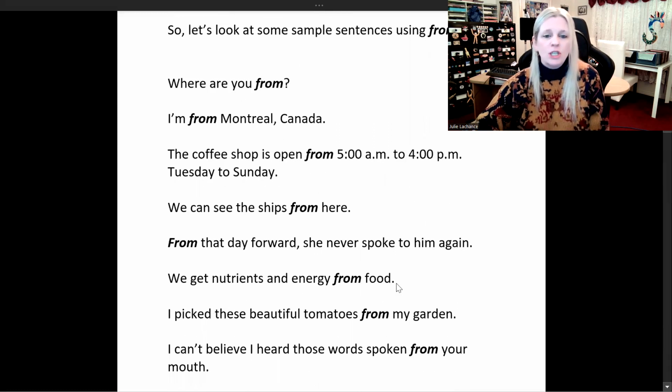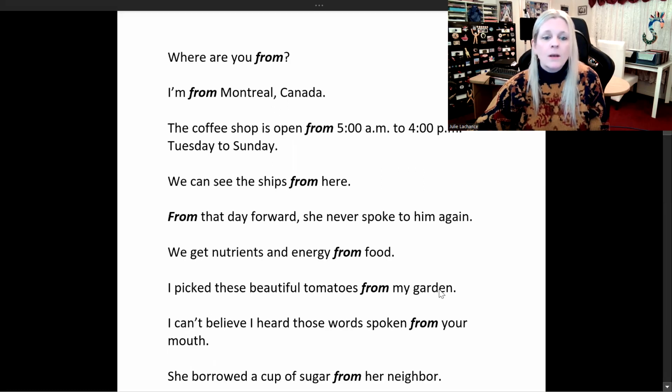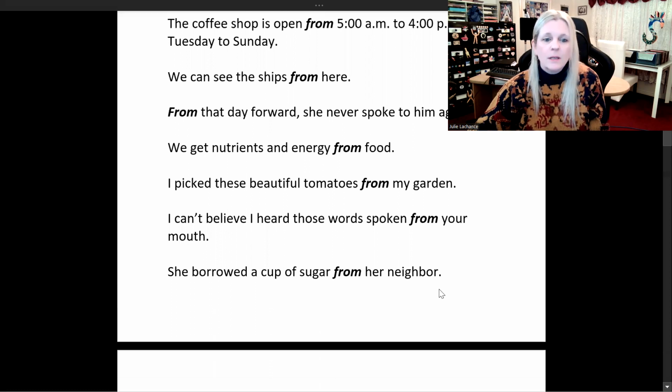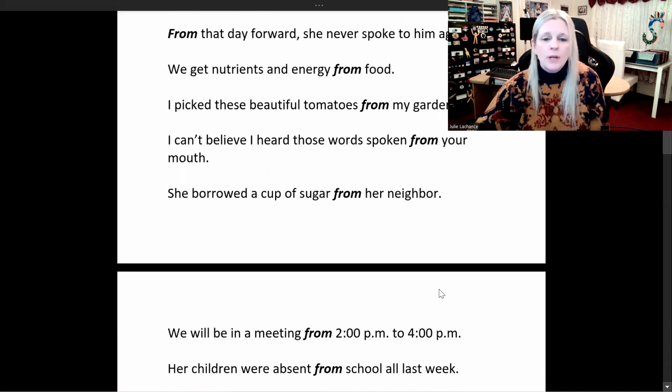We can see the ships from here. From that day forward, she never spoke to him again. We get nutrients and energy from food. I picked these beautiful tomatoes from my garden. I can't believe I heard those words spoken from your mouth. She borrowed a cup of sugar from her neighbor.